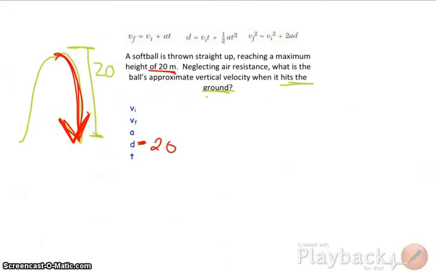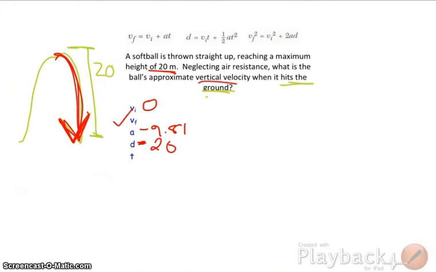But we still need to know more things. So we need to know 2 more things. Well, we're on our way down. So our initial velocity is 0. We're falling through the air, so our acceleration is negative 9.81. Bam, we know 3 things. We're good. Now, we're solving for the velocity when it hits the ground.